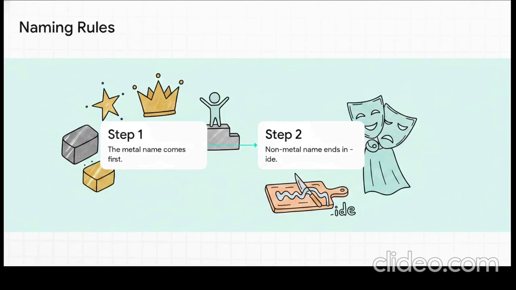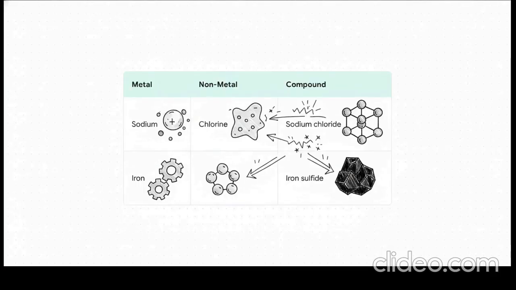Moving right along to Section 2, the rules of naming, chemical grammar. Just like English, chemistry has its own strict but honestly wonderfully consistent grammar rules. Step 1 is simple. If there's a metal involved, it's the absolute star of the show. It always takes the lead. Step 2, the non-metal follows right behind, but it gets a slight costume change. Its normal ending gets chopped off and replaced with IDE. Let's actually see that in action.